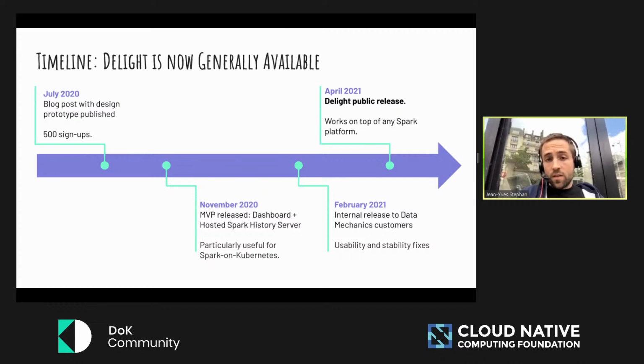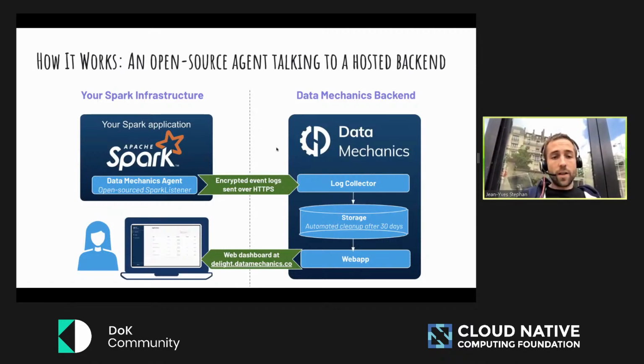In February of this year, we released Delight internally to our customers at Data Mechanics. And then as of last month, we did the public release of Delight. So anyone can use Delight, whether you're using Spark open source or commercial in the cloud or on-premise. It works anywhere. So maybe to explain how it works very quickly, there are two parts. There is an open source agent which runs inside your Spark application, inside your Spark infrastructure. And then this agent will stream metrics to the Data Mechanics backend. These metrics are streamed in real time.